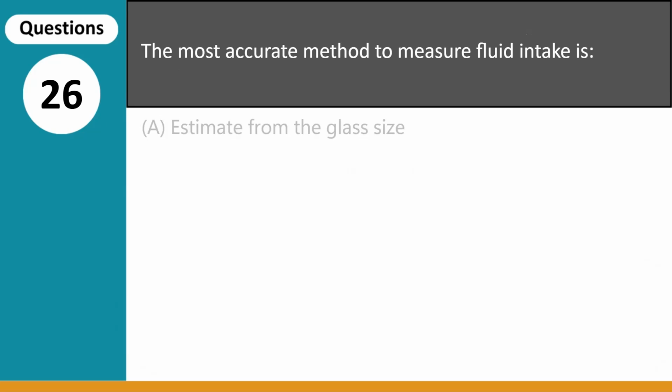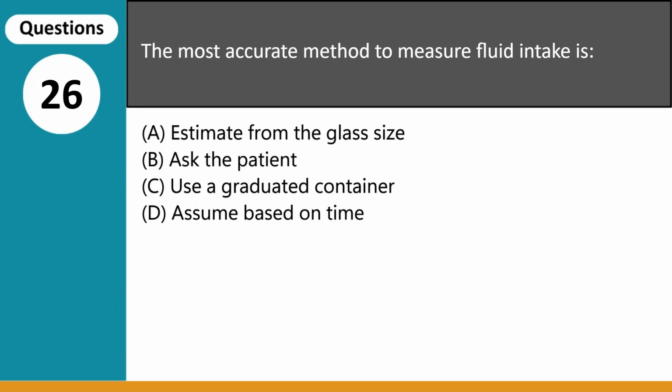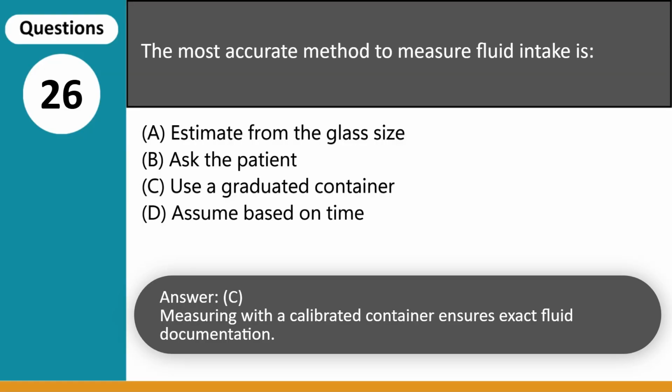The most accurate method to measure fluid intake is: A. Estimate from the glass size. B. Ask the patient. C. Use a graduated container. D. Assume based on time. Answer: C. Measuring with a calibrated container ensures exact fluid documentation.